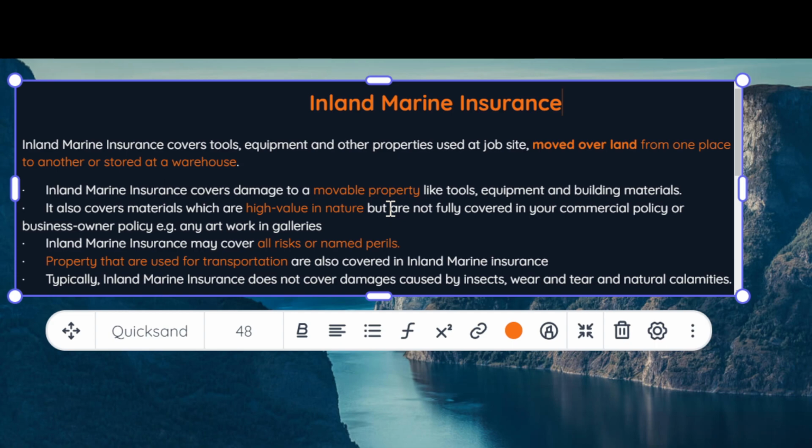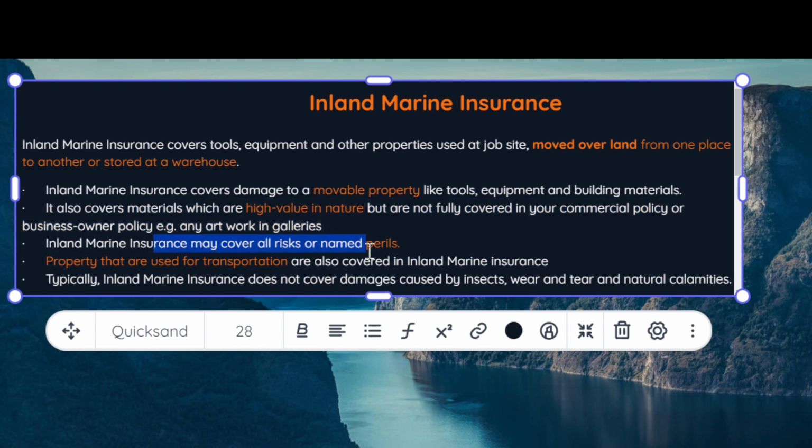To look at the features of inland marine, the first one says that inland marine insurance covers damage to movable property like tools, equipment, building materials, etc. The second one is it also covers materials which are high value in nature, right? This is the most important thing, which is high value. Because a lot of these kinds of properties and tools are covered if you own a commercial policy, but often a commercial policy does not cover high value properties, which are covered if you own an inland marine insurance.